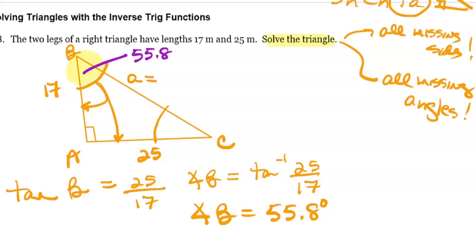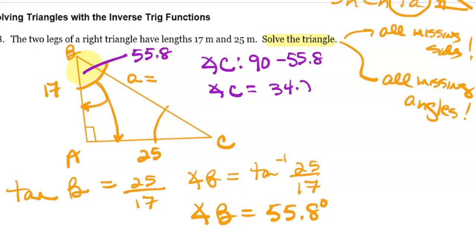Well, the quickest way to get angle C is just to say 90 degrees minus 55.8. So 90 minus 55.8 gives me angle C equals 34.2. So this is 34.2. Because remember, angle B plus angle C has to equal 90. So if I know angle B, I can get angle C through subtraction. Okay, so that takes care of all of our angles, and I'm going to indicate angles with degrees.